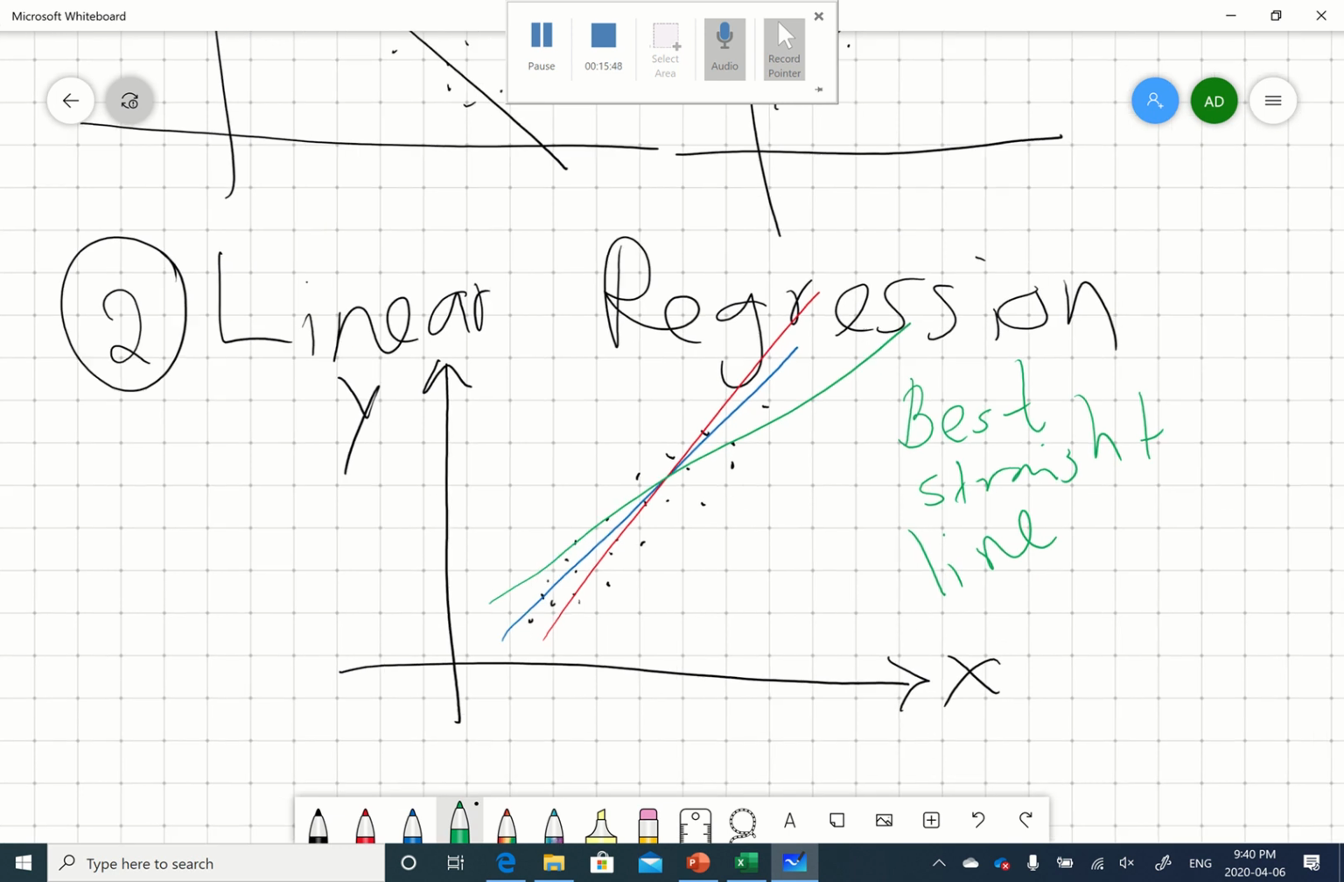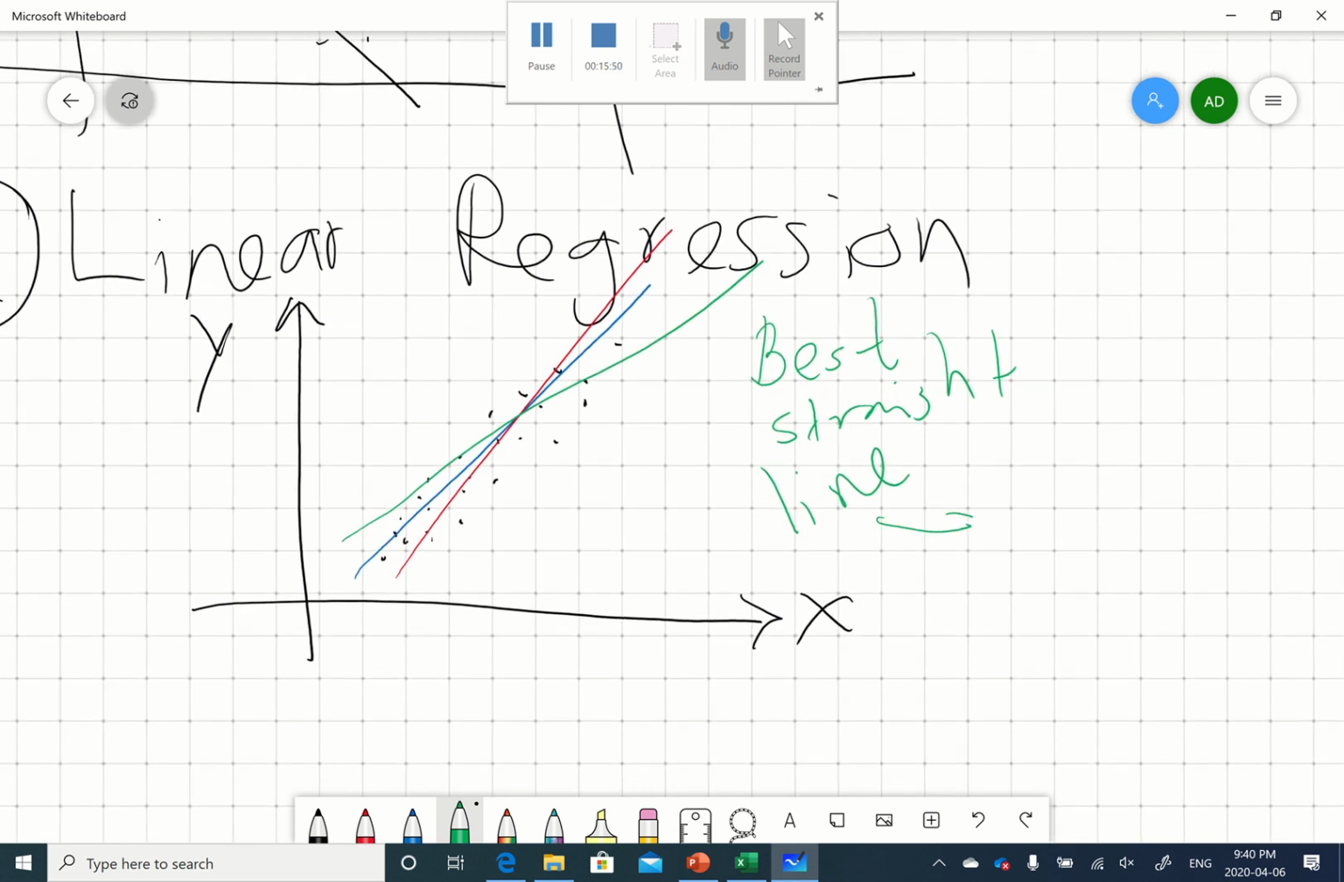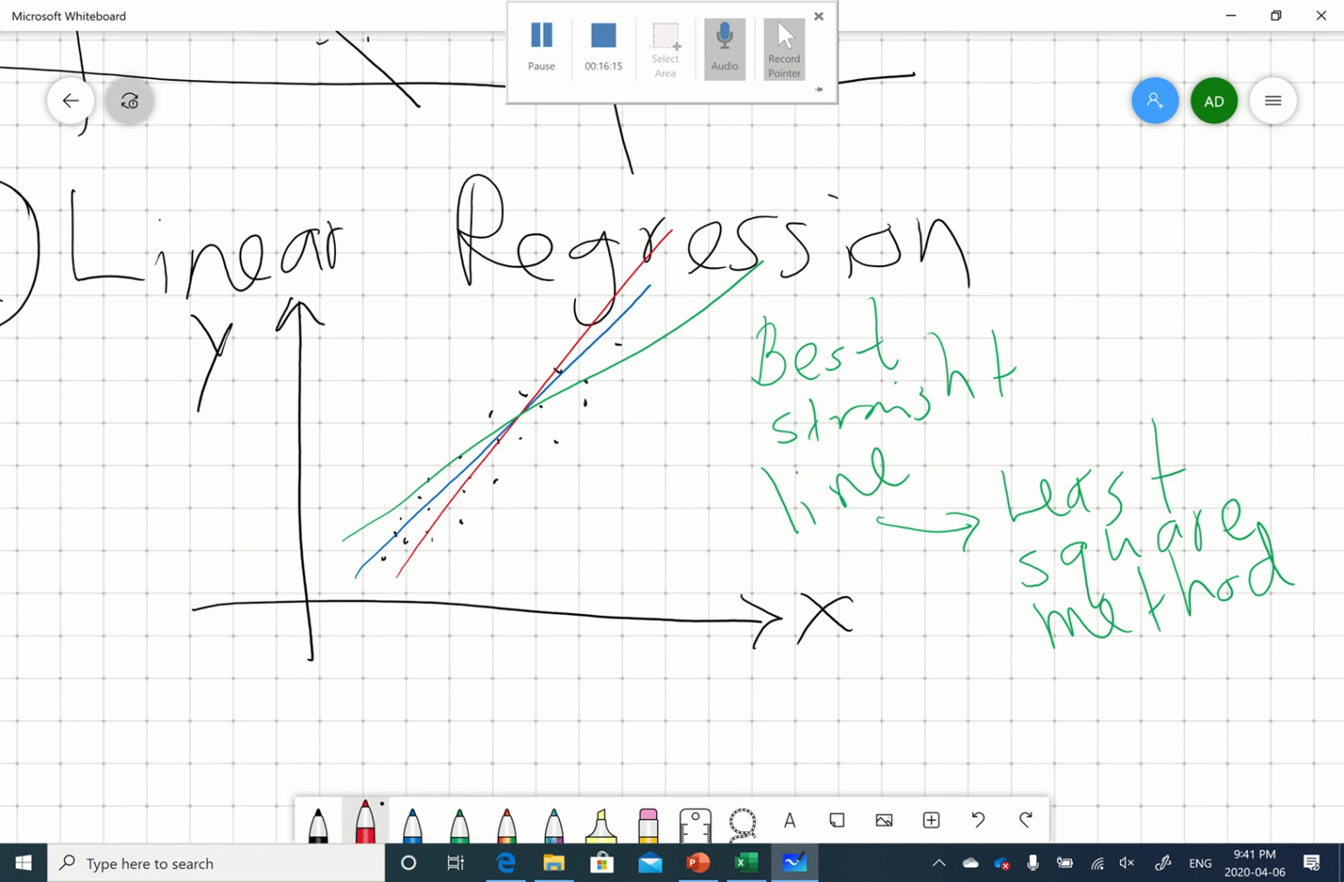That method is called least square method. I'm not going into details about the method, but applying the least square method, we figure out: is it the red one, is it the blue one, is it the green one? So we can figure it out. And for instance, let's say that it's the red one.